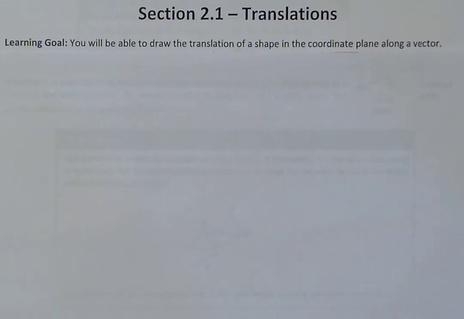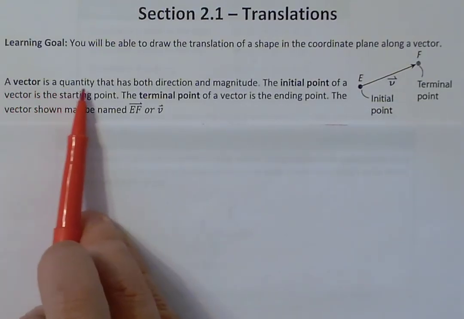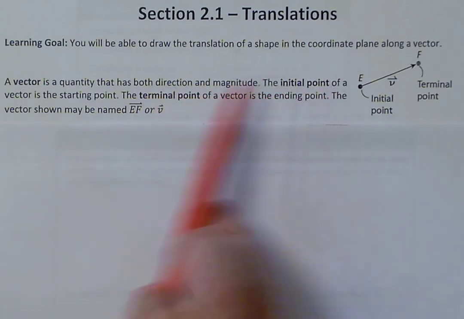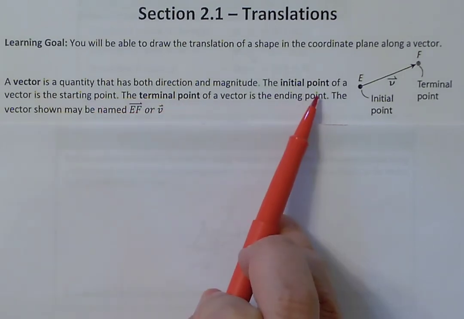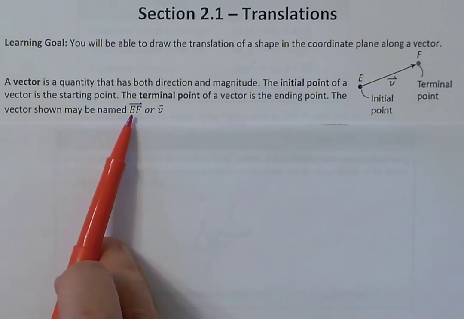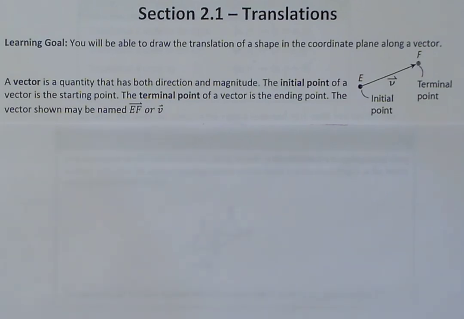So what is a vector? Let's talk about that. A vector is a quantity that has both direction and magnitude. The initial point of a vector is the starting point, and the terminal point of a vector is the ending point. The vector shown may be named vector EF or vector V. Now, we're not really going to be worried too much about the vector and the name and stuff, more about what the vector is telling us.